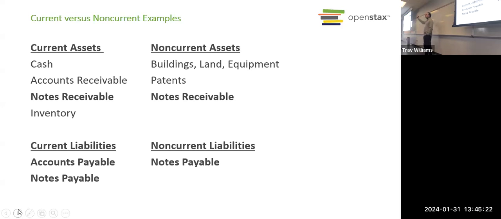It's money we loaned that has not been paid back to us. So we can expect to receive that money at some point in the future. Okay. Now, notes receivable can be short-term if we're expecting to get that money within a year, or they could be long-term if we're expecting to get them after a year.